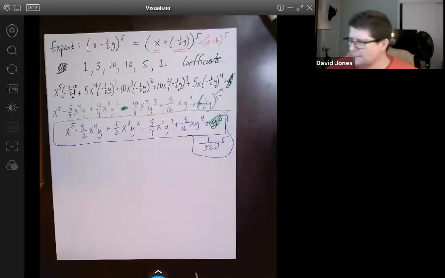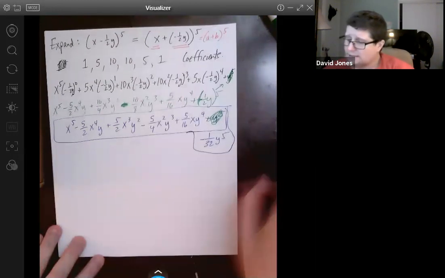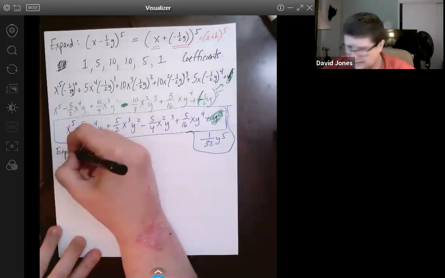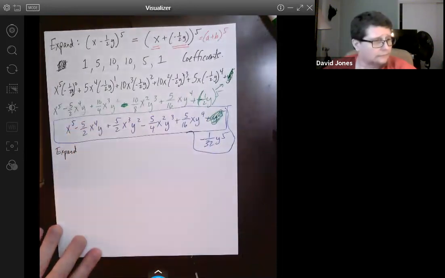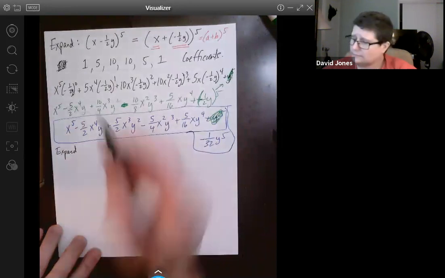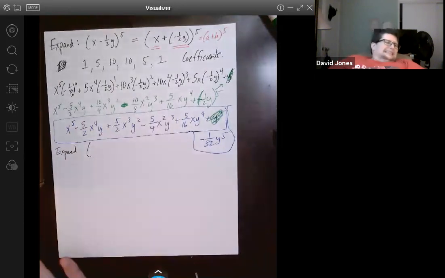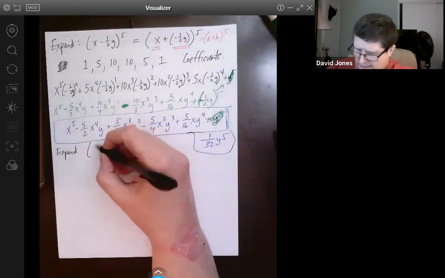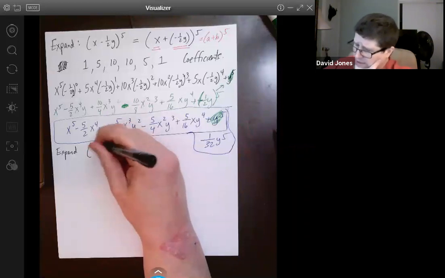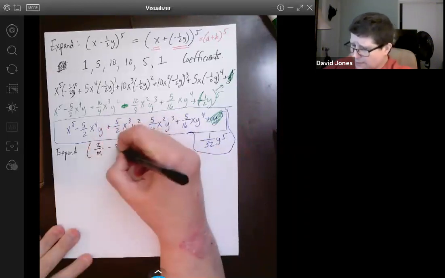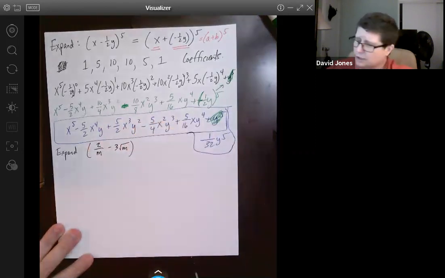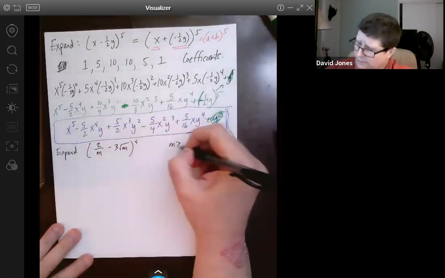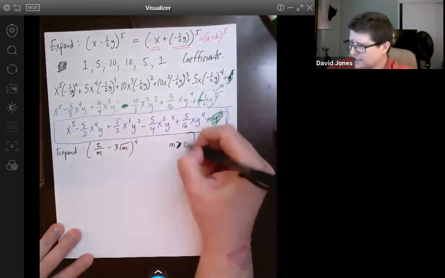And they might give you something ugly like this. Let's keep the exponents small. Let's do 2 over m minus 3 root m. Go up to the 4th power. We're going to assume m is greater than 0. That way the fraction is good and the radical is good.